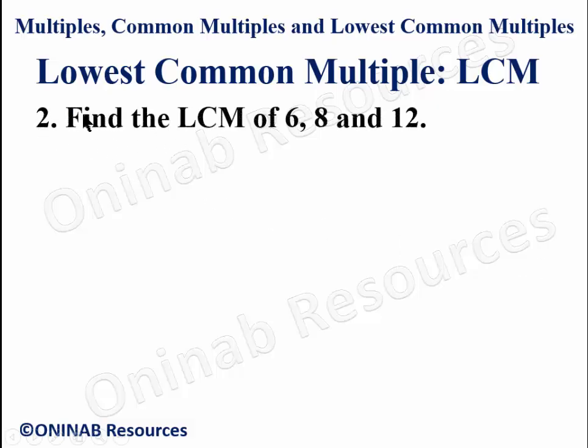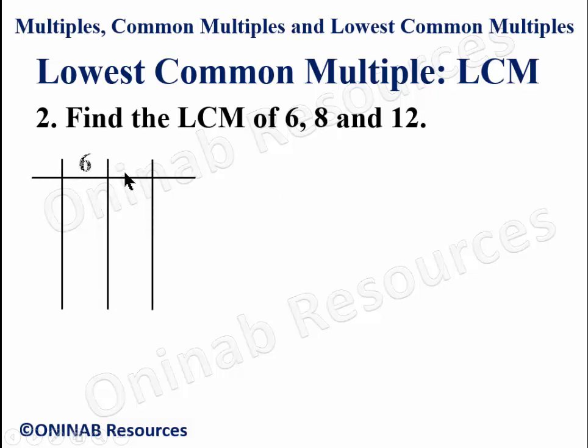For problem 2, we are to find the LCM of 6, 8, and 12 in a tabular form again. I have 6 here, 8, and 12. 2 can divide all of them, so we have 2. 6 divided by 2 gives 3. 8 divided by 2 gives 4. 12 divided by 2 gives 6.